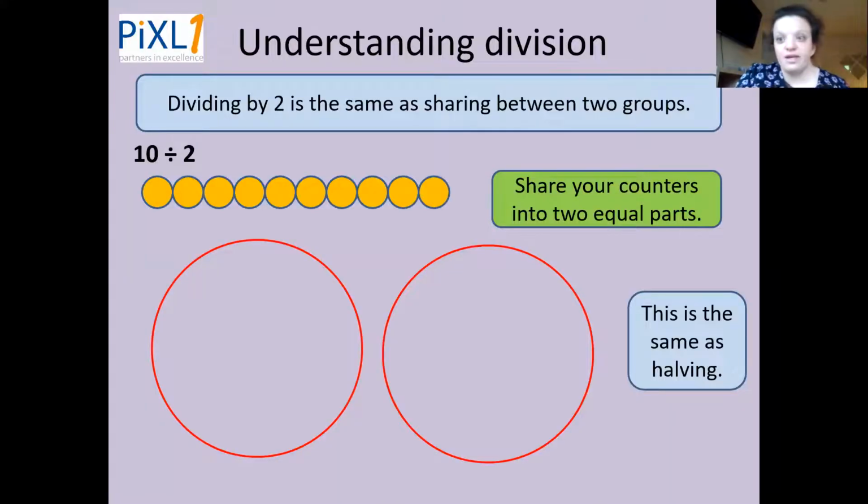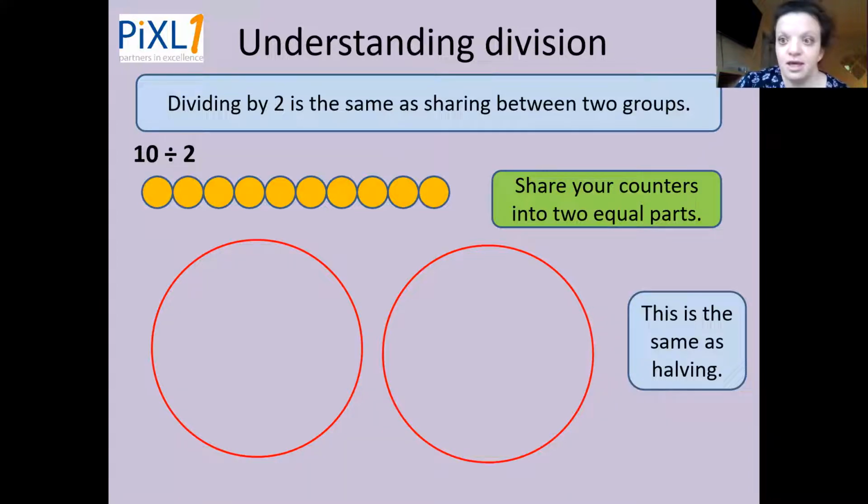So today we're going to be using how our times tables can link to division. So dividing by 2 is the same as sharing between two groups. So 10 divided by 2 is the same as halving, okay? So share your counters into 2 equal parts. Pause the screen and have a go now. So draw 10 divided by 2 and then share it out.